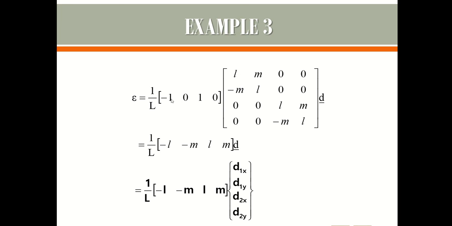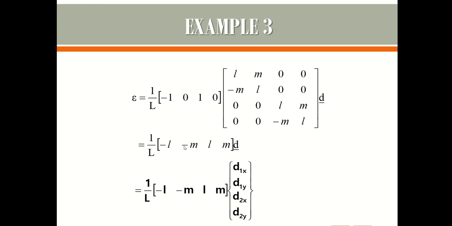So minus 1, this one, minus 1 times L, you get minus 1. 0 times minus M, okay. 0 times minus M, you get 0. You get 0, okay. So 1 times 0, 1 times 0 is 0. So 0 times 0 is 0. So you only have minus L here. From here, minus 1 times minus 1 times L. So this is this one.